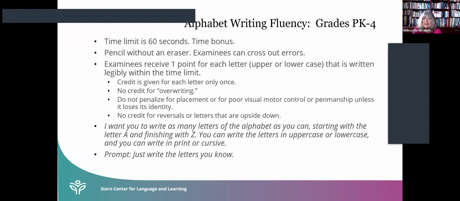So what have they, in their wisdom, decided to assess? Alphabet writing fluency. So now we have a specific subtest where we give kids a pencil without an eraser. They get like 60 seconds and they have to write the alphabet for us. I see the directions: I want you to write as many letters of the alphabet as you can, starting with the letter A and finishing with Z. You can write the letters in upper or lowercase, and you can write in print or in cursive, right?